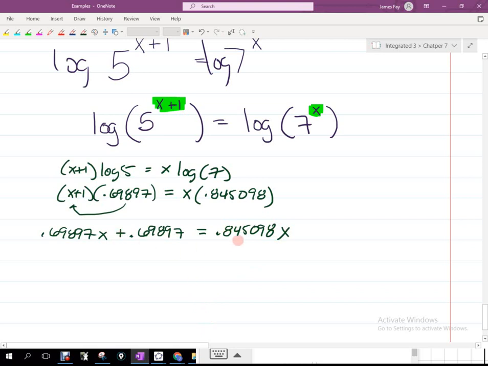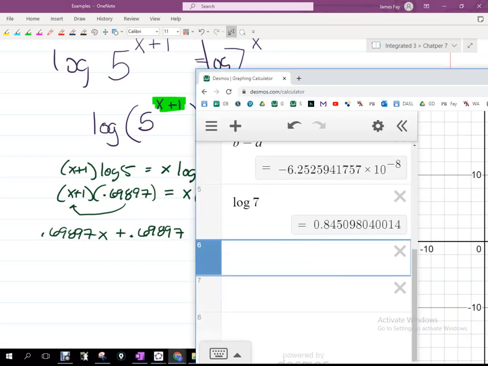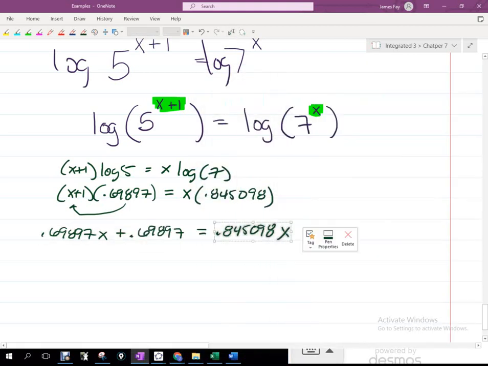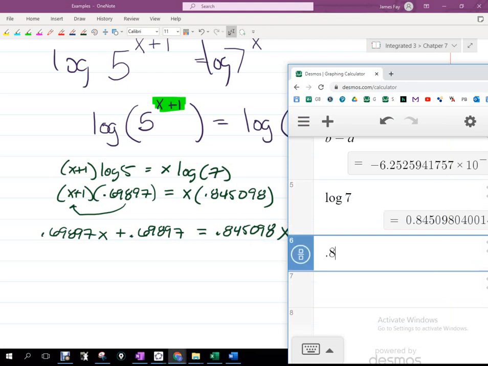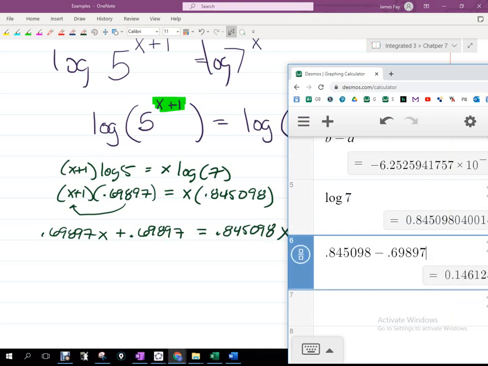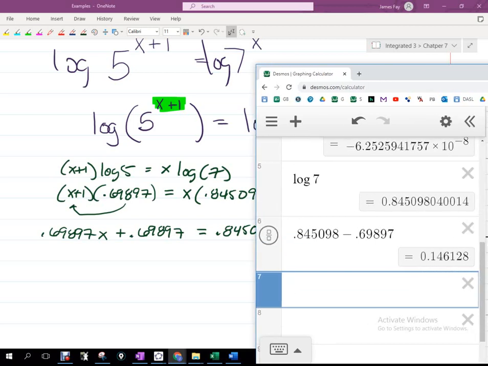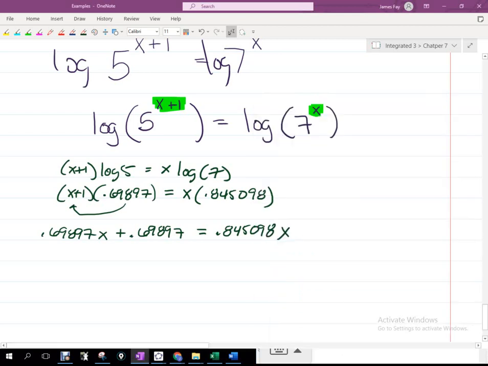Okay. Now, is that a normal equation, just like we've always dealt with? Just ugly coefficients, right? Okay. So let's go ahead and take these over. Let's take those to this side. So I'm going to start with 0.845098, and we'll subtract 0.69897. It gives me that number right there, 0.146128x equals 0.69897.